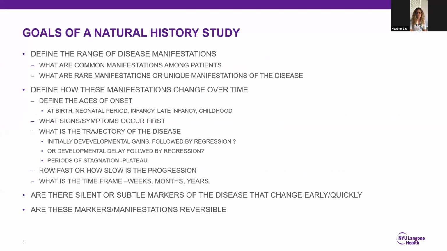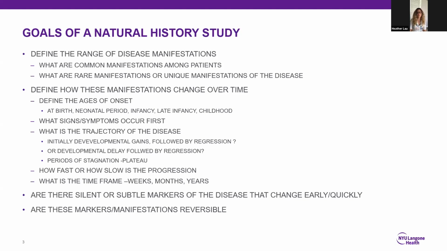And in general, the goal of a natural history study is to define the range of the disease manifestations. What are the common manifestations among patients, and what are the rare manifestations or unique symptoms that distinguish patients from each other? Are there any genotype-phenotype correlations? Do different mutations confer a more severe course, or do they confer a slower course?